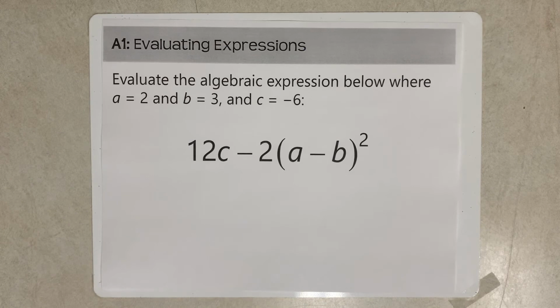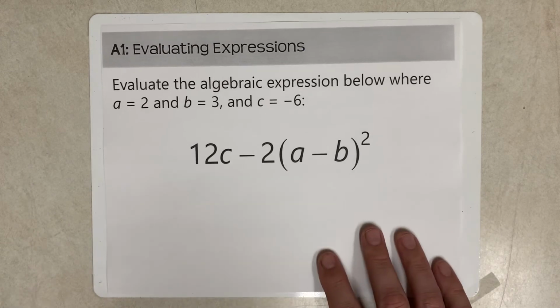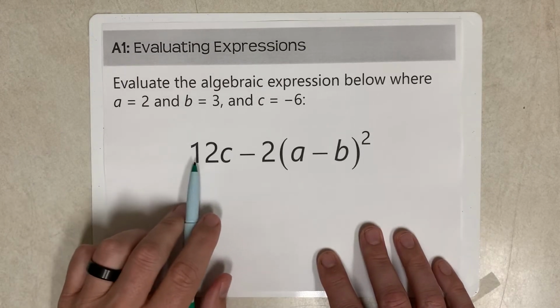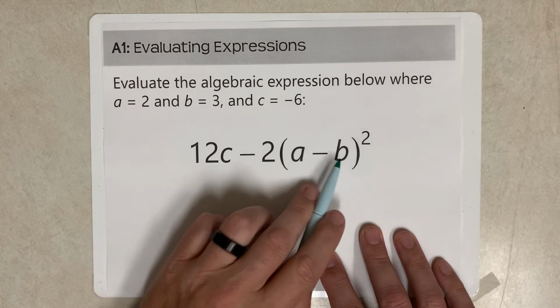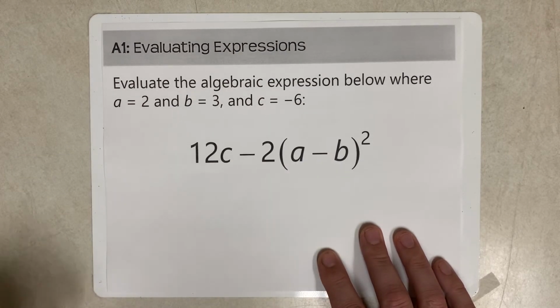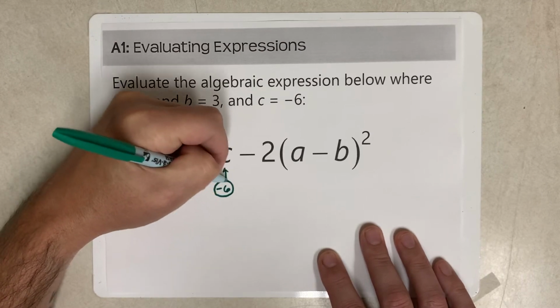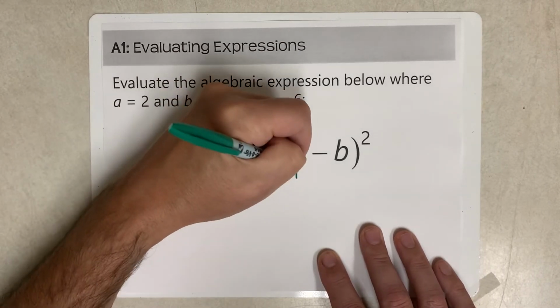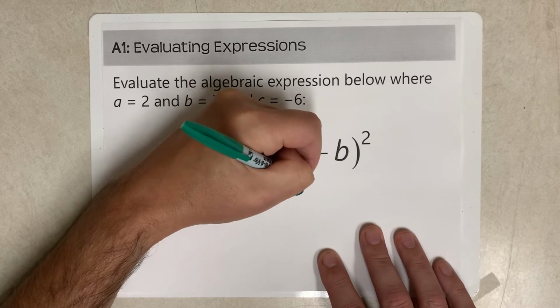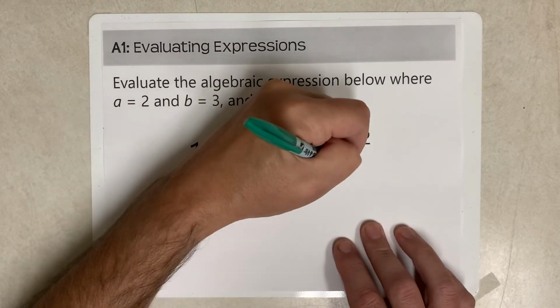Okay, next example. Now we have the same three numbers: 12c minus 2 times (a minus b) squared. All right, let's plug them in and see what happens. So we got -6 here for c. Again, we have a 2 for a. And we have a 3 again for b.